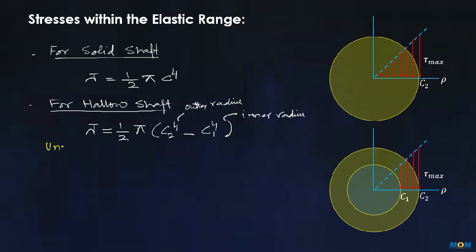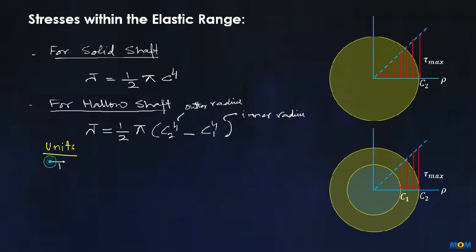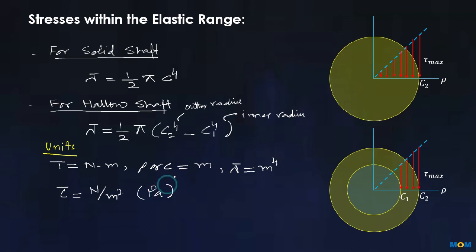As far as units are concerned, torque is in Newton meter, rho or C is in meters, polar moment of inertia J is meter raised to the power 4, and tau is in Newton per meter square or Pascal. Now we will end our discussion here.